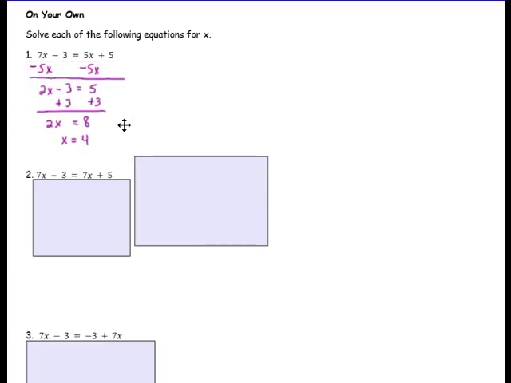Was there anything new or unexpected about exercise 1? We solved the equation for x, and x equals 4. What can you say about the coefficient of terms with x in the equation? The coefficients are different. Do you think any number other than 4 would make the equation true? Pause the video and consider this question.